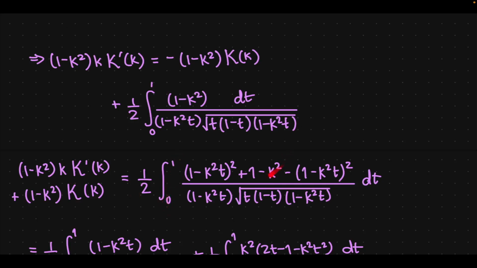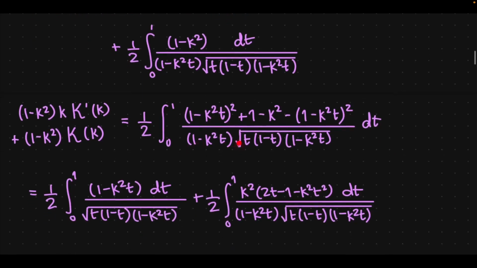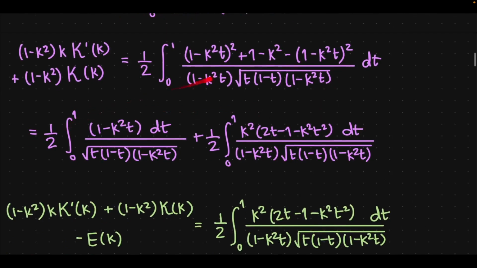Now what I'm going to do is, we have the 1 minus k squared term. I'm going to keep that in the middle. I'm going to add the term (1 minus k squared t) the whole squared on the left side. And I'm going to subtract the same term, (1 minus k squared t) the whole squared, on the right side. The denominator is the same, (1 minus k squared t) square root t times (1 minus t) times (1 minus k squared t). And I'm going to actually split this again.